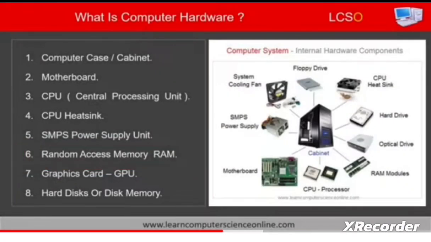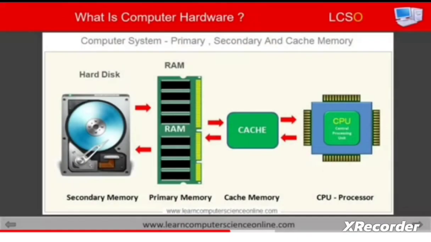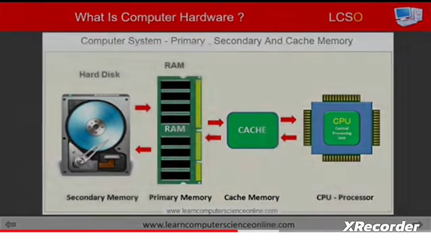Okay. Let us move on to the next hardware component, that is the main memory called Random Access Memory, RAM. The computer system memory unit consists of different types of memories organized in a hierarchical order with different size and speed in order to optimize the system performance.